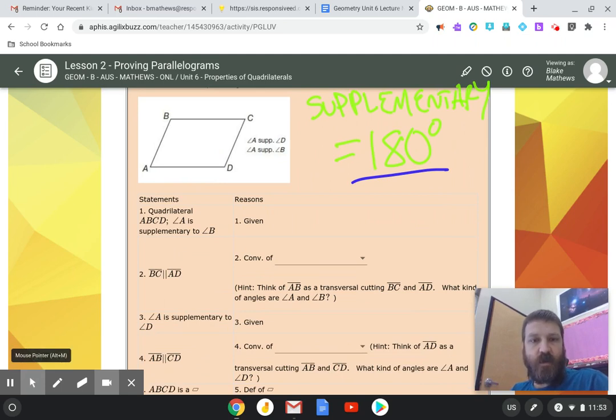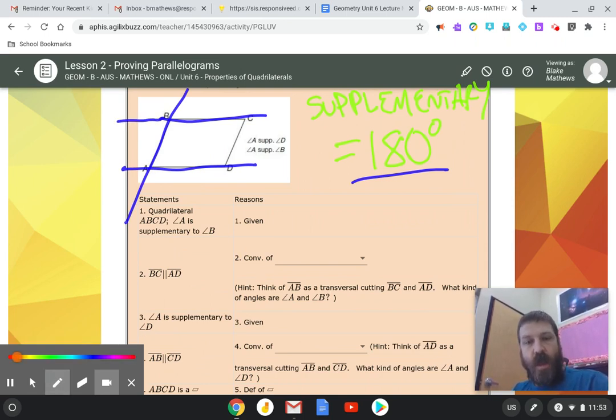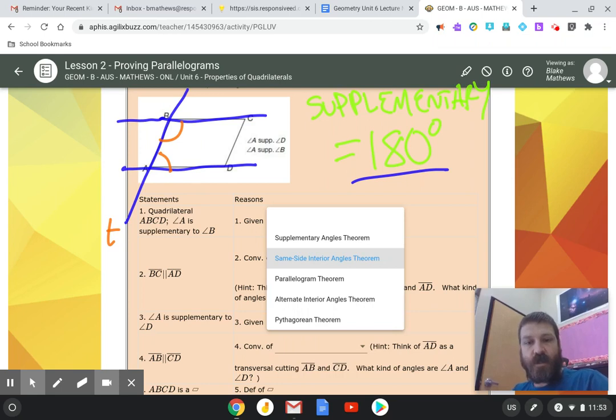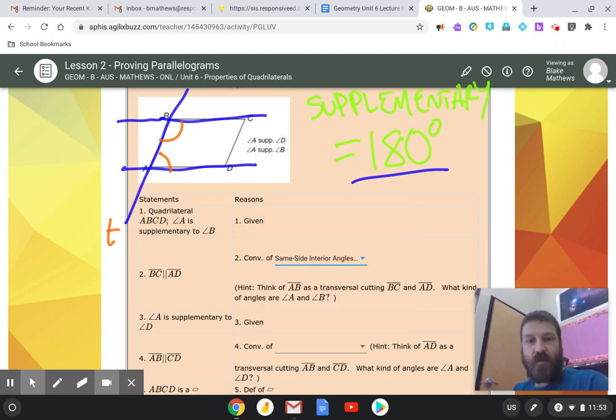Then it says BC is parallel to AD. It says, think of AB as a transversal cutting BC and AD. So let's look at BC, AD, and we have a transversal of AB. What kind of angles are angle A and angle B? There's 2 angles. These would be same side because they are on the same side of the transversal line, and they are both interior. So we look, there we go, same side interior angles. The only other option that makes any sense is alternate, but these are not alternate. They're on the same side of the transversal line. So that's where we get that one from.